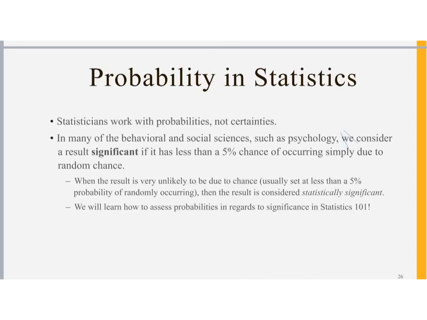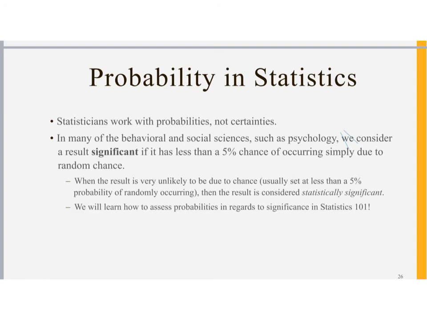So let's take a moment to step back and understand why it is we're talking about probability in a video that's about pre-statistics. Statisticians work with probabilities, not certainties. Particularly statisticians in the behavioral and social sciences, where we don't get guarantees. We're never 100% sure of anything. At times we might be 95% sure that our results are reflecting reality, but that means there's a 5% chance that our results do not reflect reality accurately.